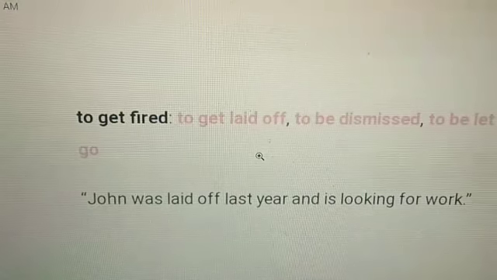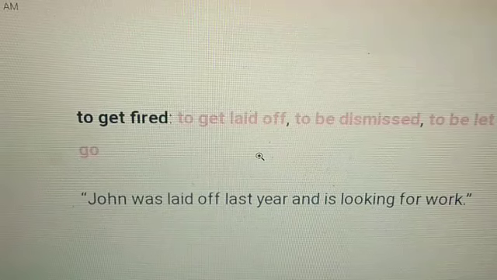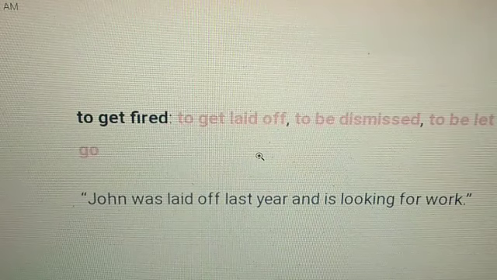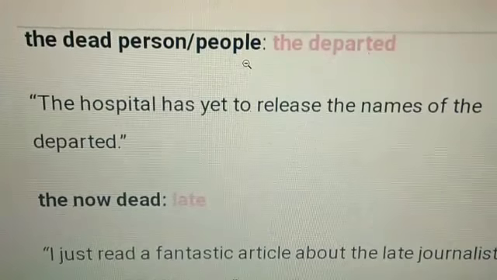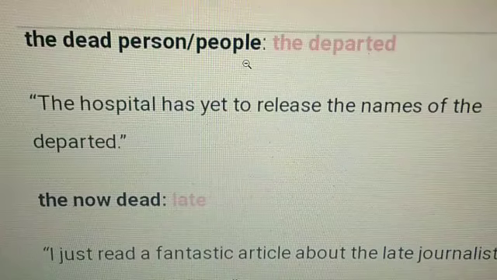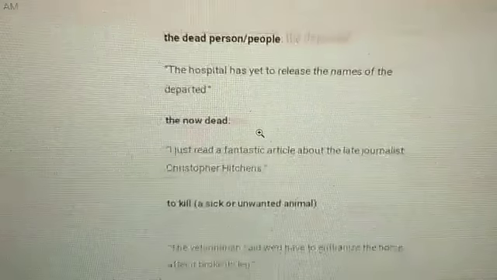Next, to get fired, that means to get laid off, to be dismissed, to be let go. John was laid off last year and is looking for work. The dead person, people, we use the departed. The hospital has yet to release the names of the departed. The now dead means late.